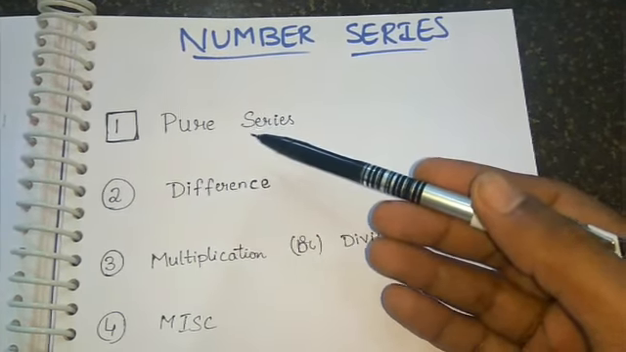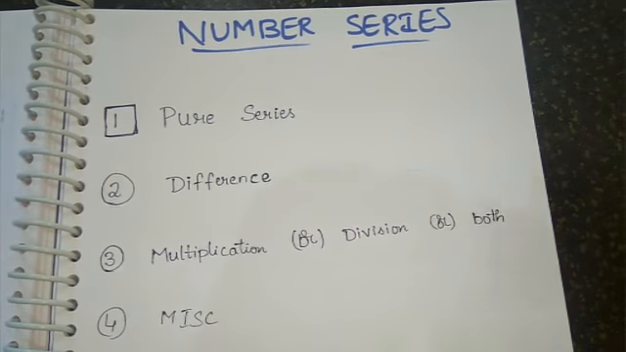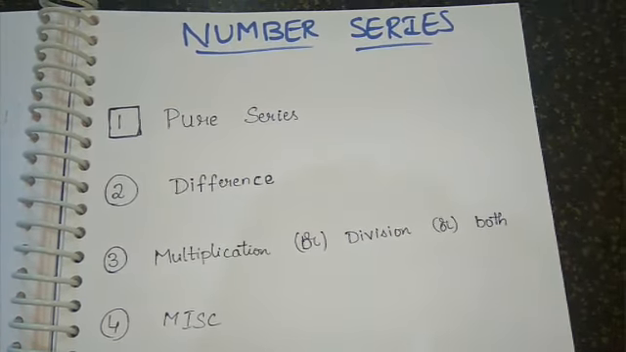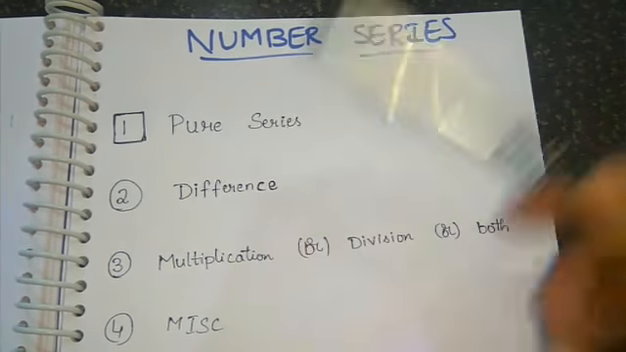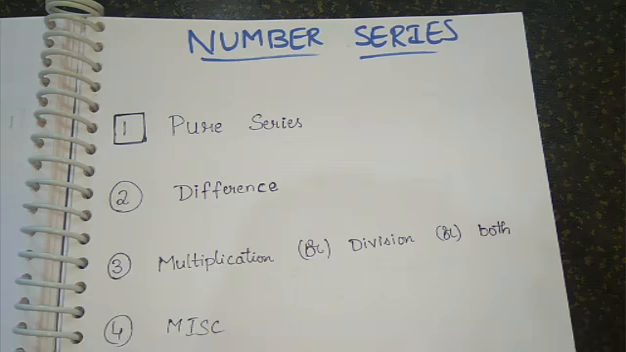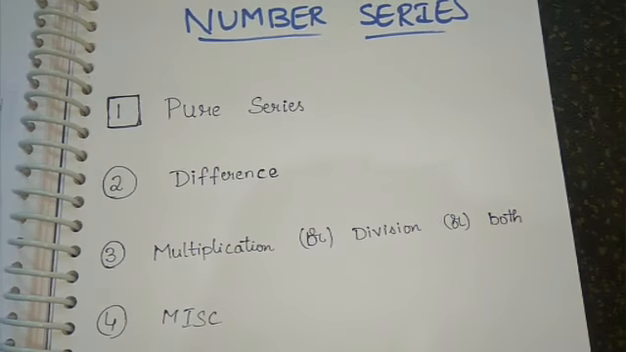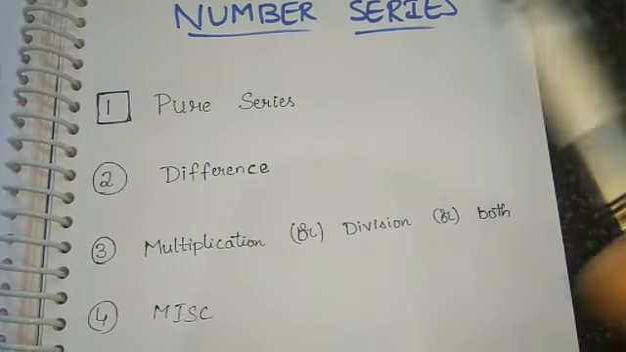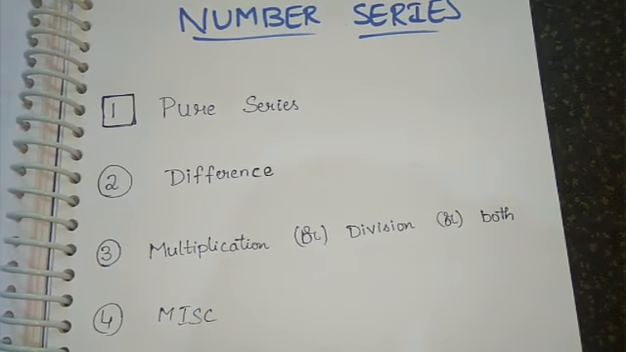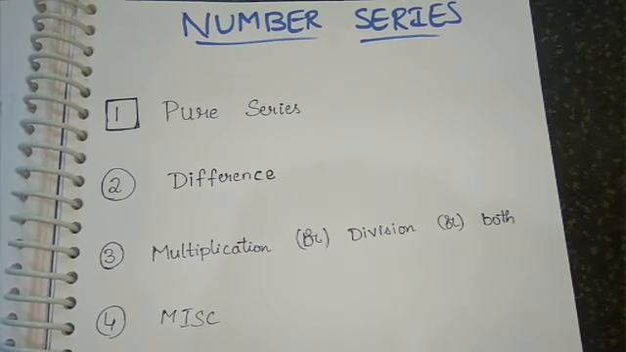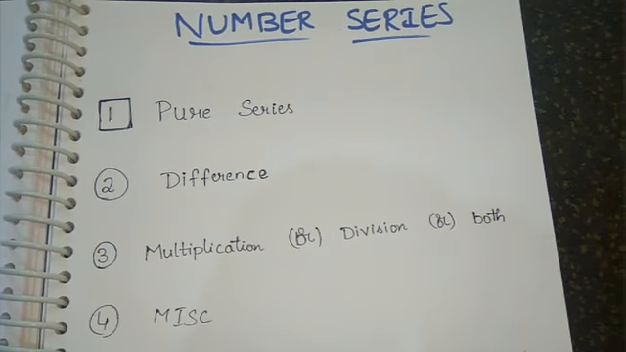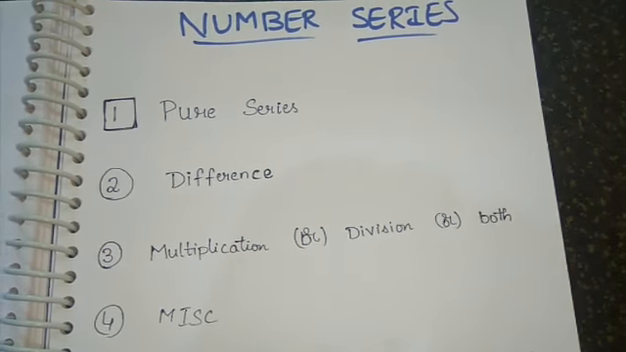This first one is pure series. By just seeing the series itself we can say what will come next. And the second one is difference. By seeing the difference we can find the number. And the other one is multiplication or division, or a mixture of multiplication and division. And the fourth one is miscellaneous. It is a mixture of everything.